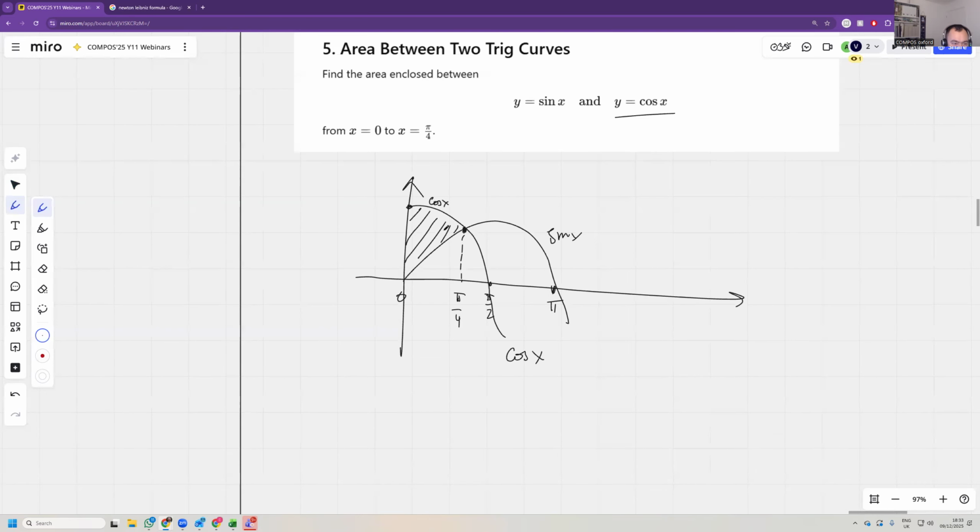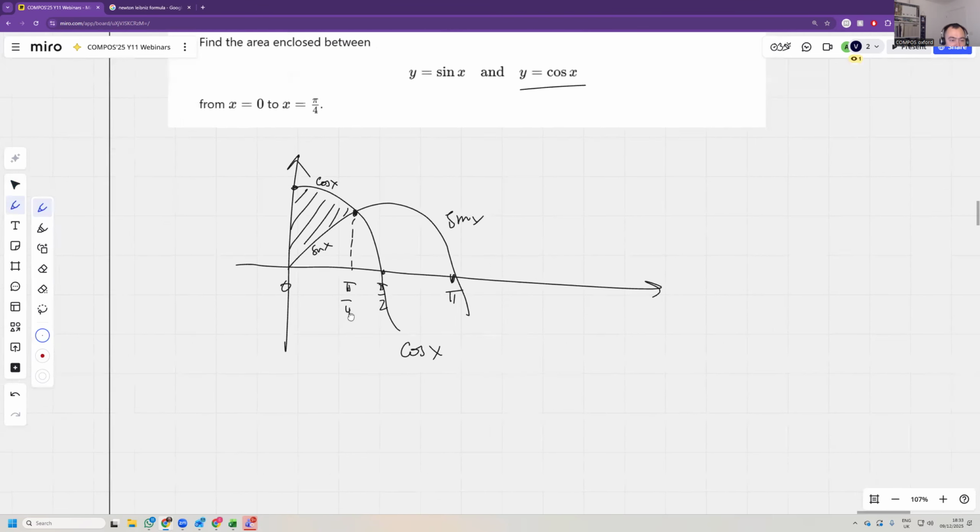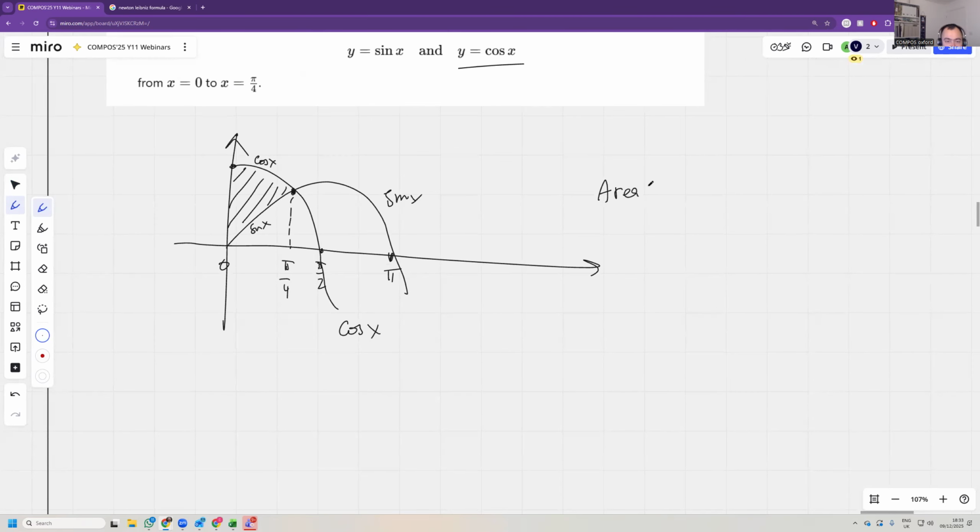So this is cosine x, and this is sine x. So the area is going to be the integral of cosine x minus sine x, because it's the upper minus the lower, dx, between limits 0 and pi over 4. And we just integrate. Very straightforward. So the integral of cosine x is sine x, minus the integral of sine x, which is minus cos, so plus cos x. And we substitute 0 and pi over 4.